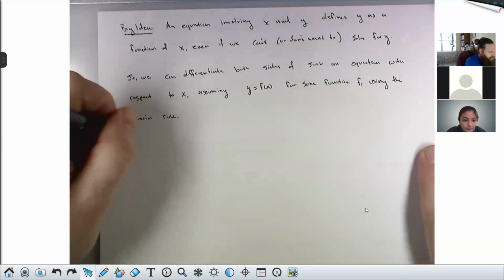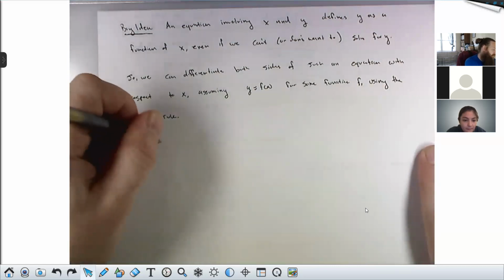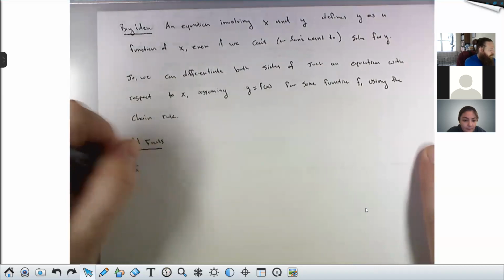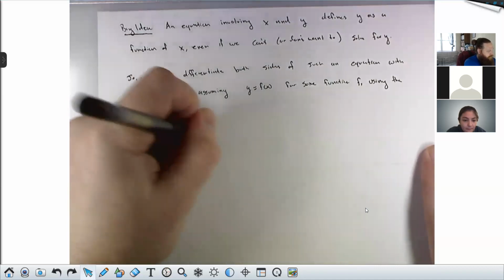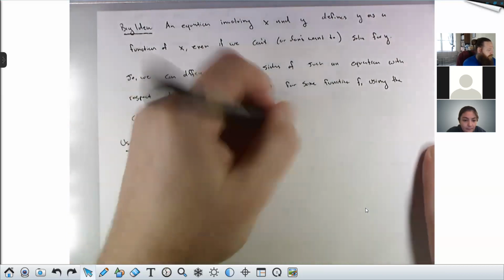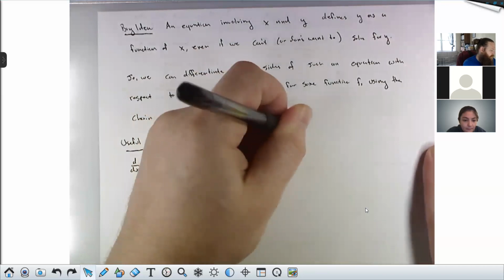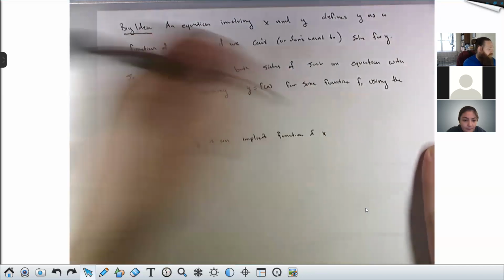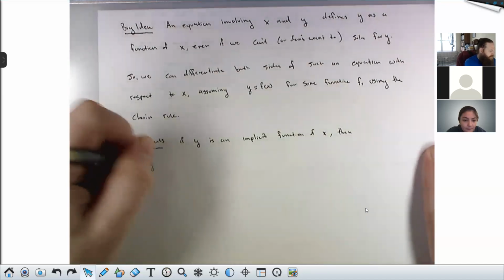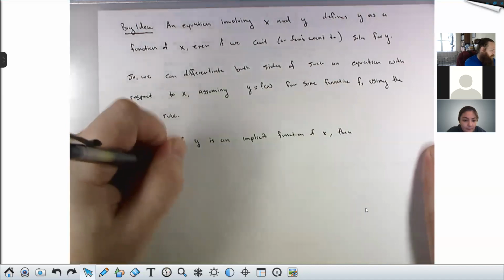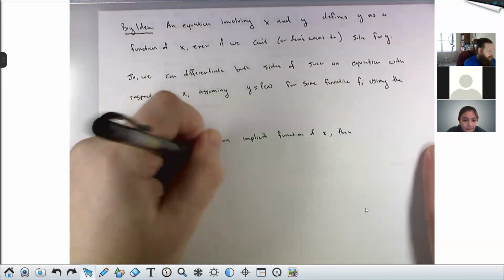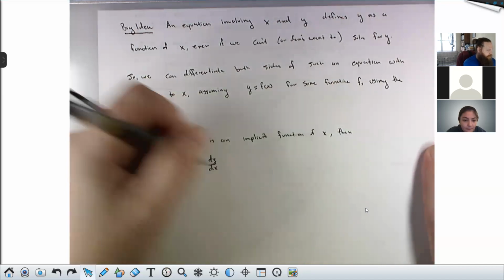Useful facts. If y is an implicit function of x, then d dx of y is y prime, or dy dx. You can write it either way. Some people like to write dy dx, some people like to write y prime.